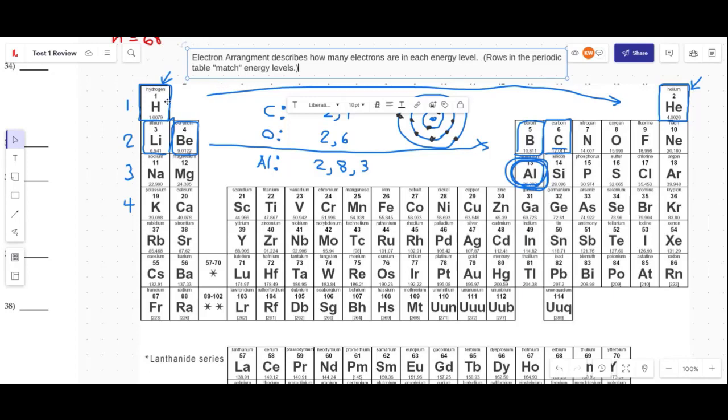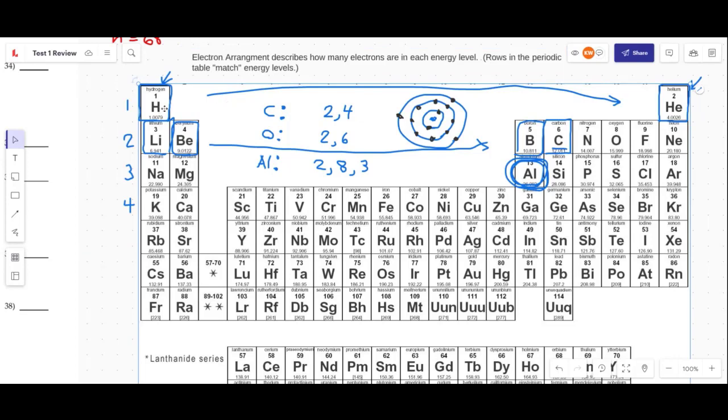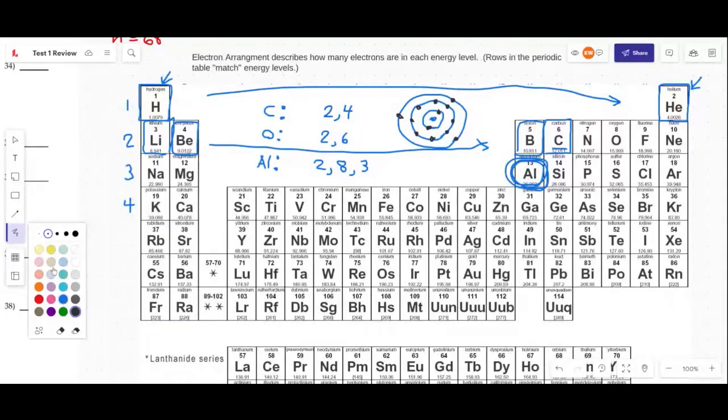So with aluminum, I fill 2 boxes in the first row, so that's a 2. I fill 8 boxes in the second row, so that's 8. And then I'll only have to fill 3 in the third row, because I only have to fill up boxes until I get to the element I'm looking for. And in the third row, I only need to get sodium, magnesium, and aluminum. And then I stop. So 2, 8, 3.